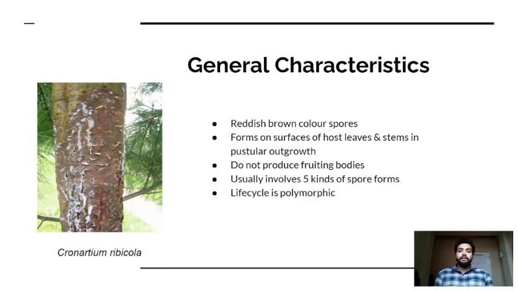The general characteristics of Uredinales are that they produce reddish-brown colored spores. They form on the surface of host stems and leaves in pustular outgrowths. They do not produce any fruiting bodies and usually involve 5 kinds of spore forms. Thus, their life cycle can be termed polymorphic. On the left-hand side, we can see the picture of Cronartium ribicola, a famous example of Uredinales.